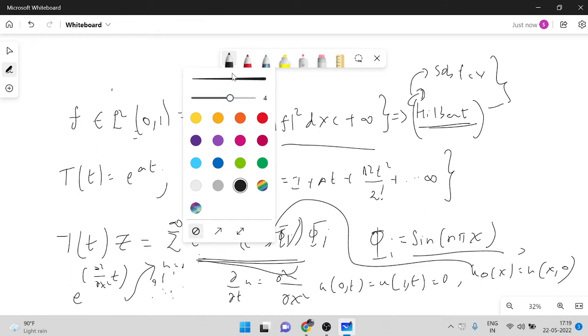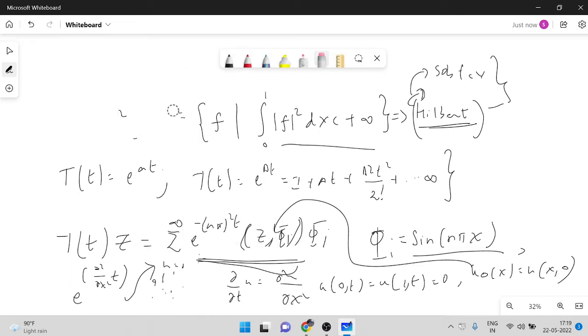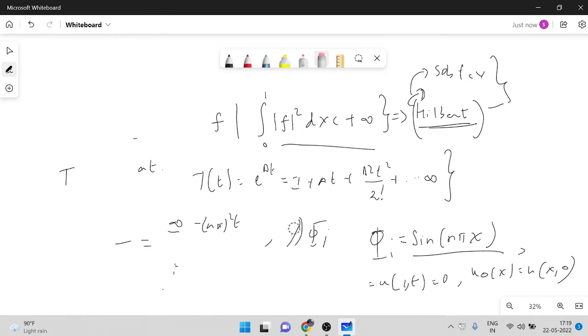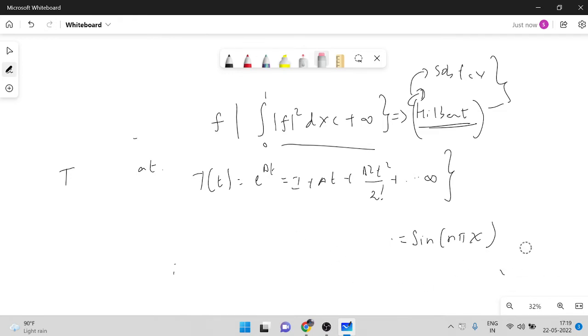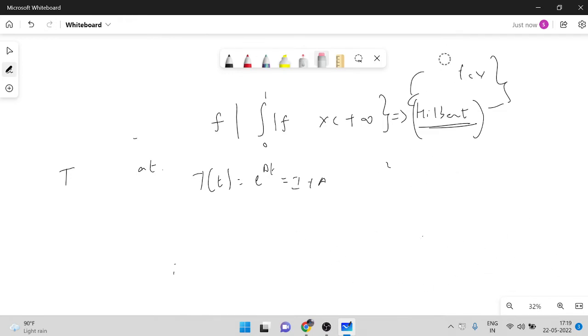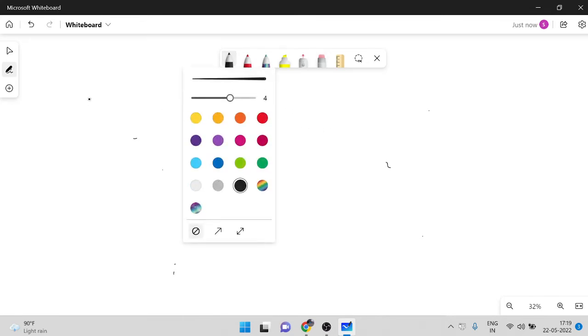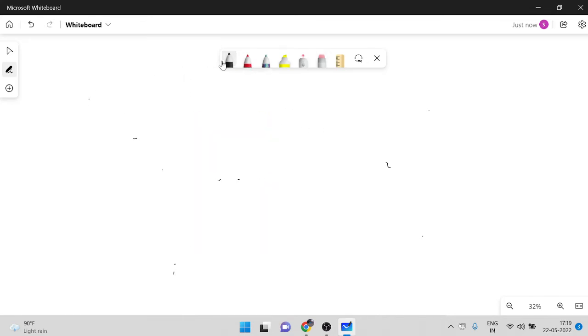Just increase the font. So I'll just show how that magic happens in a meanwhile. I'll just show. So now we'll go to properties of semigroup.